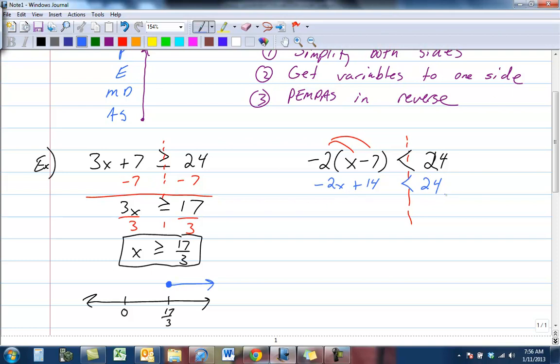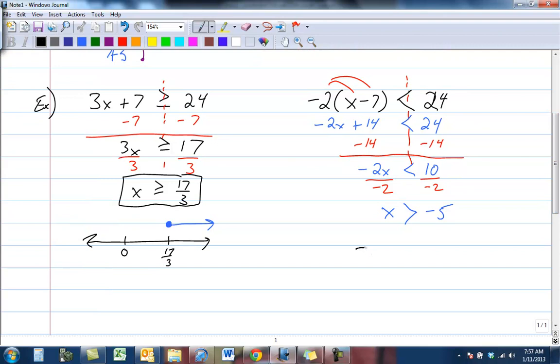Step 2, get variables to one side. Well, there's only one set of x, so that's all set. We're on to 3, PEMDAS in reverse. So subtract 14 from both sides. And we're left with negative 2x is less than 24 minus 14 is 10. Get rid of multiplication. We're going to divide by negative 2 on both sides. And now we got x is, 10 divided by negative 2. Remember the rule. If you multiply or divide by a negative, you got to switch the symbol. This becomes greater than -5. All right, so that is our final answer.